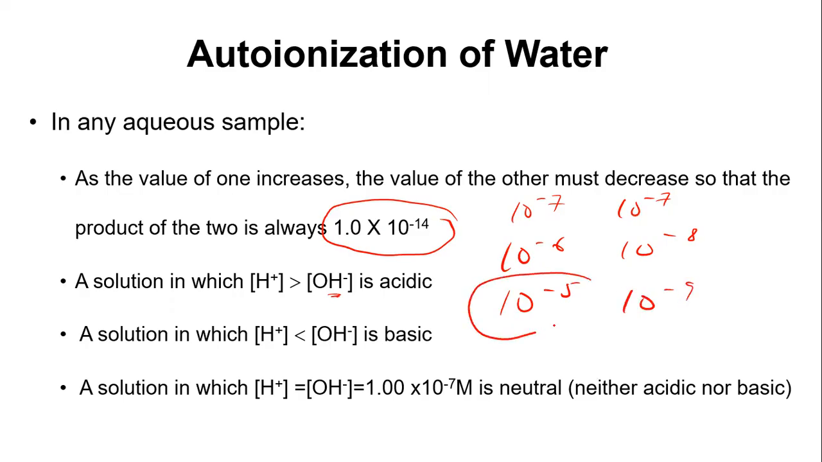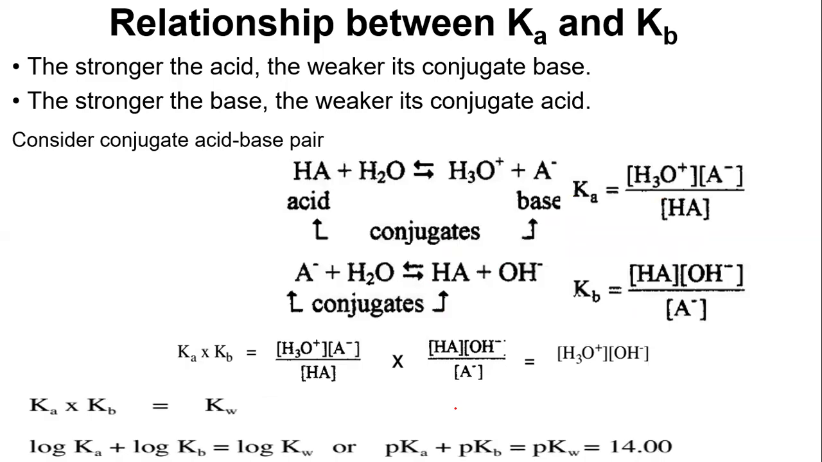So as this one is increasing, the concentration of this one will decrease. But it always happens such that if you multiply them, the product will be 1.0 times 10 raised to the power -14. Now we are saying that in any solution, if the concentration of the H plus is bigger than the OH minus, then we have an acidic solution. If the H plus is less than the OH minus concentration, we have a basic solution. And if the H plus and the OH minus concentrations are equal, then we have a neutral solution.